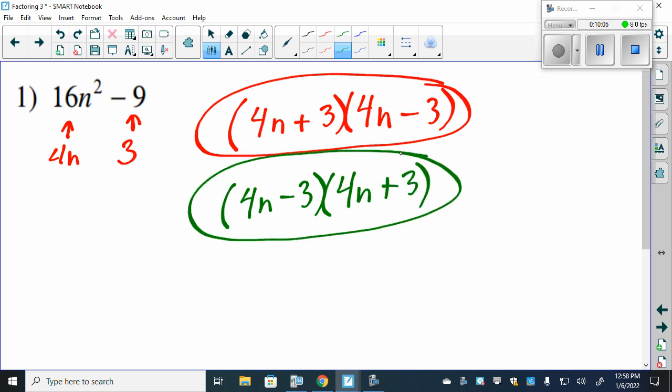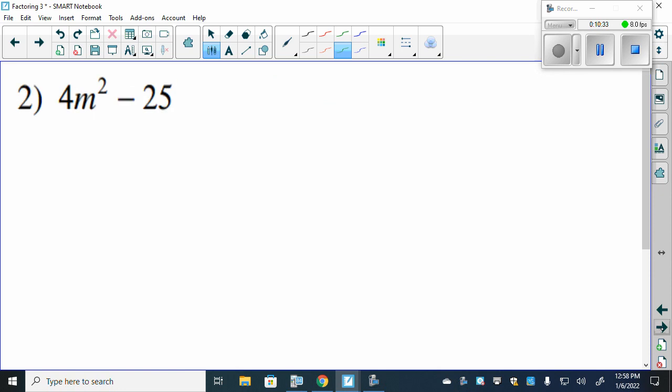Now, technically, we could also say 4n minus 3 times 4n plus 3, because with multiplication we can multiply any two things in any order. So the order in which we put the plus, which one first, really doesn't matter. We just have to have one with plus and one with minus. And that's it. Normally I find that most students like factoring the difference of perfect squares more than most because it's a little bit easier to do. Any questions on this here? So we feel comfortable with this?